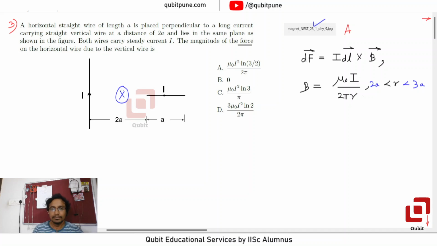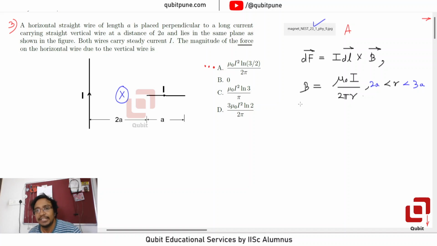Sir, option A. Okay, Gaurav has got A. Others, option A is coming for you too. Okay, option A correct. Great. So option A is indeed correct.